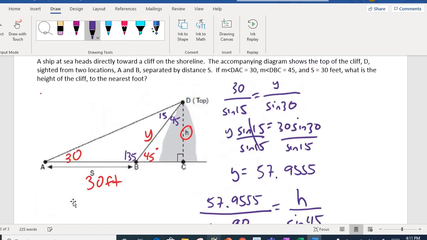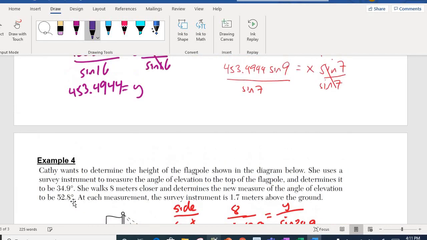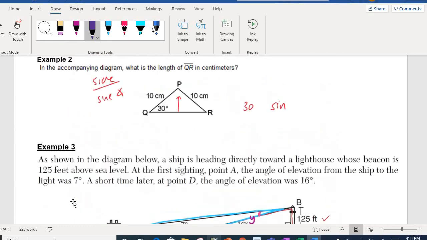All right, so that's how this sheet goes. I hope you see there is a lot of repetition in these questions, which is a good thing.